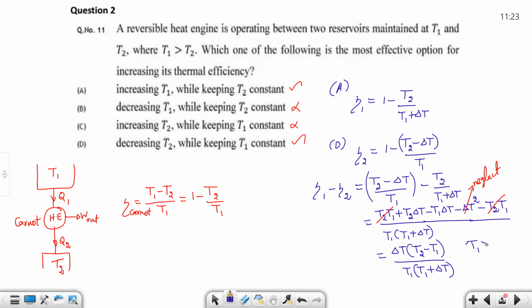Now we know that T1 is greater than T2. That means efficiency 1 minus efficiency 2 is negative. So this indicates that efficiency 2 is greater than efficiency 1. So the more effective way of increasing the efficiency is to decrease T2 while keeping T1 constant. So the answer is D. Your answer is D.